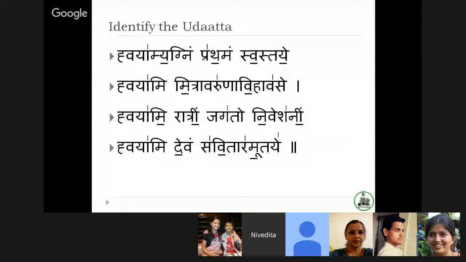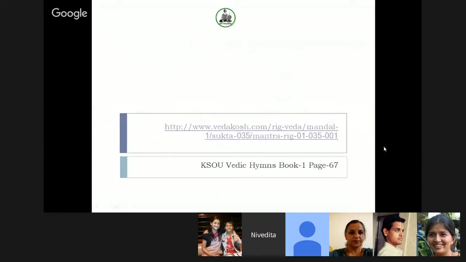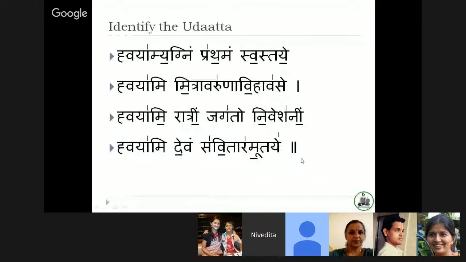Let's take this mantra. The numbers I have given: book number, page number, and the mantra, Rigveda mantra in Sukta 35, the first mantra. Kvayam yagnim pratamam swastaye. That's how it starts. So here the markings are already given. One point to note is that when just the mantra is given without the markings, there is no way we can do the marking, because there could be multiple swaras, and which swara becomes the udatta can't be determined by us. It was that specific vowel that was seen by the sage as the most important one. So we would be given the Samhita Pata with these markings. Now let's start identifying the udattas with the rules that we have learned earlier.